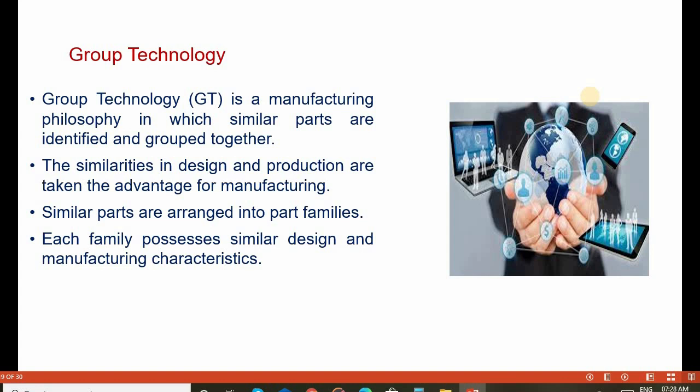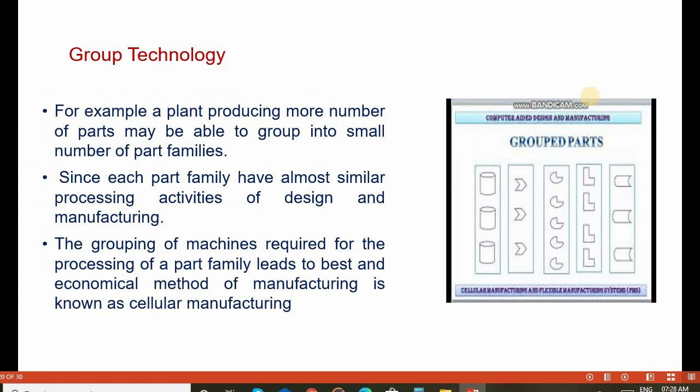So we are making similar parts, and this similarity helps design and production in manufacturing systems. Similar parts are arranged into part families. Each family possesses similar design and manufacturing characteristics. For example, a plant producing a large number of parts may be able to group them into a small number of part families.